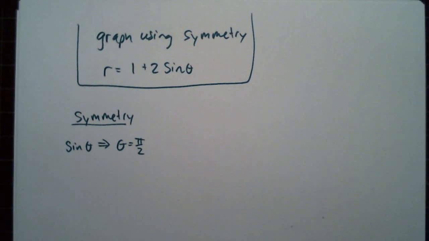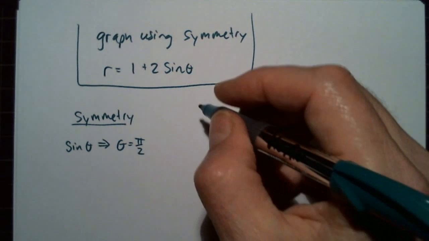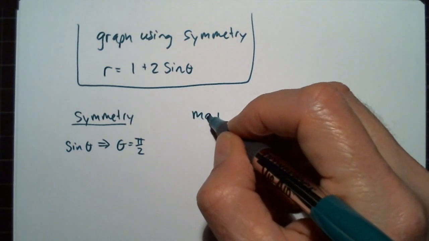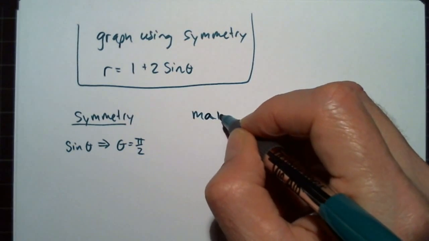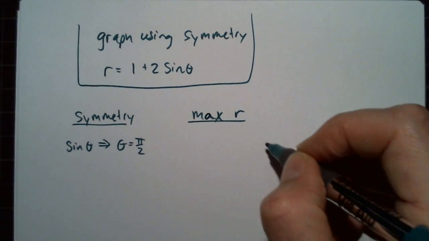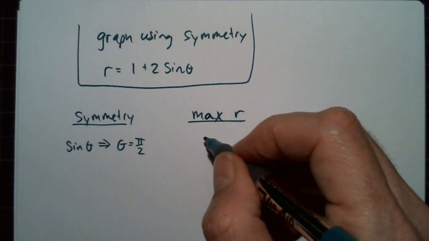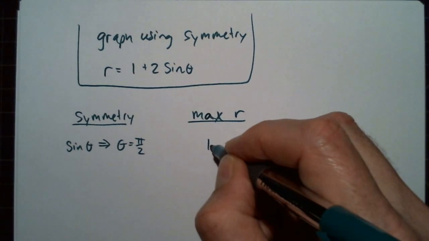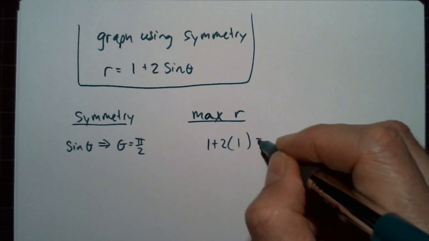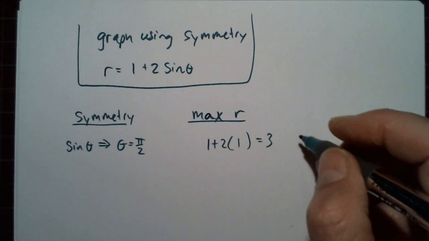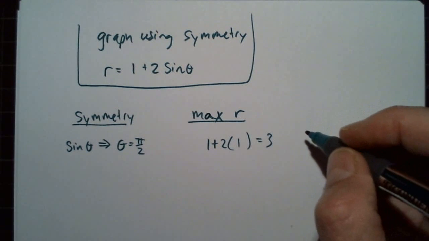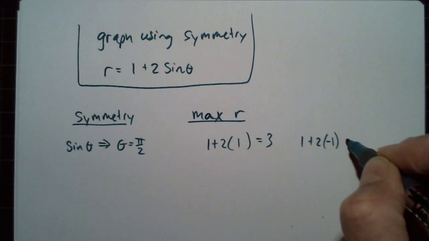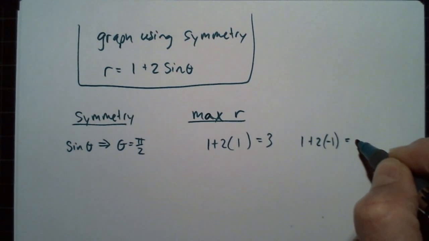So we'll look for symmetry to the line pi over 2 because it's sine. If it were cosine, we'd look for symmetry to the polar axis. The maximum radius: the maximum value of sine is 1, so we have 1 plus 2 times 1, which is 3. What if we had sine of negative 1? 1 plus 2 times negative 1 equals 1 minus 2, which is negative 1.